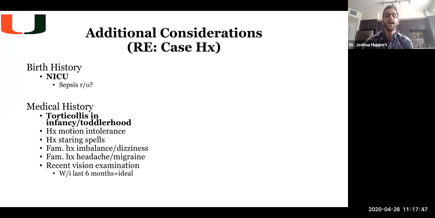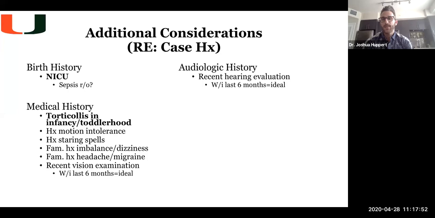Audiologic history. So I think it's really important to have a recent hearing evaluation on these kids. There are a number of different pathologies that have both a hearing and a vestibular component. So that may be essential for looking at that differential, particularly if they're reporting hearing concerns as well.